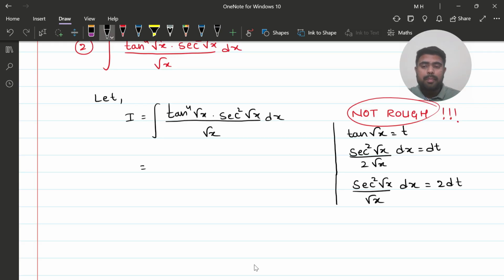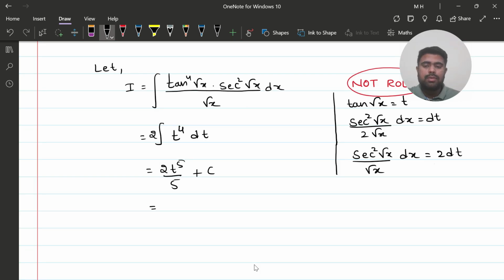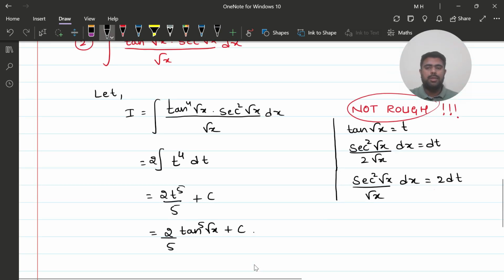So this is equal to the integral of tan root x is t, so tan raised to 4 root x would be t raised to 4. Sec square root x by root x into dx is 2 dt. 2 is a constant, I'll keep it out, it is dt. That's all. So this is equal to 2 times t raised to 4 is t raised to 5 by 5 plus c. What is t? t is tan root x. So therefore 2 t raised to 5 is tan raised to 5 root x divided by 5 plus c. So this is going to be the integral.